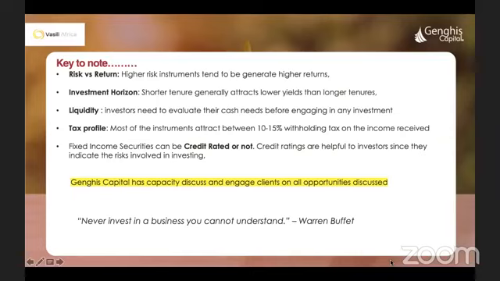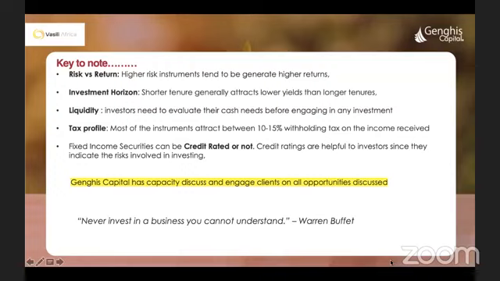Then liquidity. Assess your liquidity as an investor, whether you'll be able to meet liquidity needs along the way. If that will be the case, you need to invest in more liquid fixed income instruments, which are mainly government bonds that are tradable in the secondary market, and you can exit when the need arises. Also be aware of your tax profile.